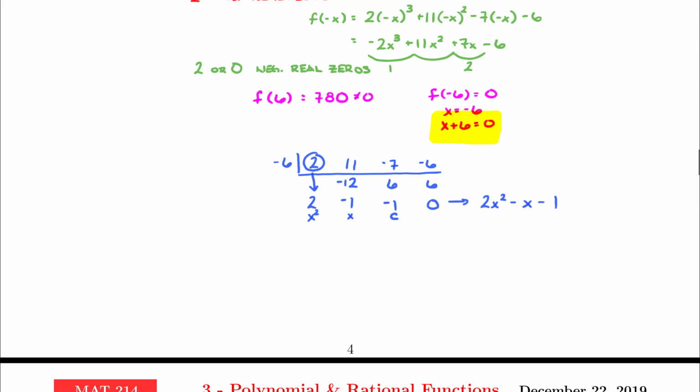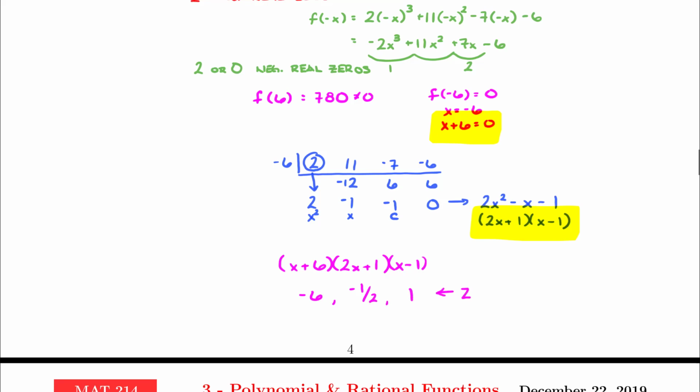This is a quadratic that we can easily factor into 2x plus 1 and x minus 1. So now we have found the remaining factors of the polynomial function that we started with at the beginning of this problem. And we can now write the factored form as x plus 6 times 2x plus 1 times x minus 1. And that's our factored form. And each one of these three factors, if we set them equal to 0 and solve for x, we would generate the zeros of the function, which happen to be negative 6, negative 1/2, and positive 1.